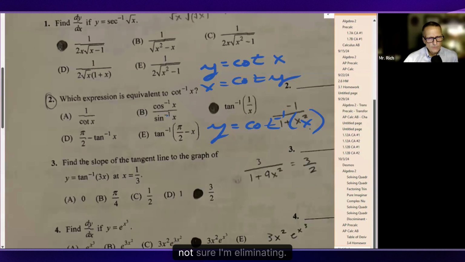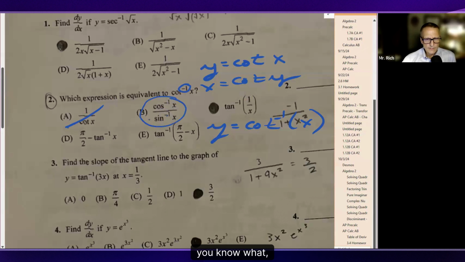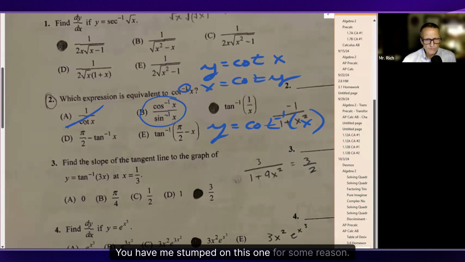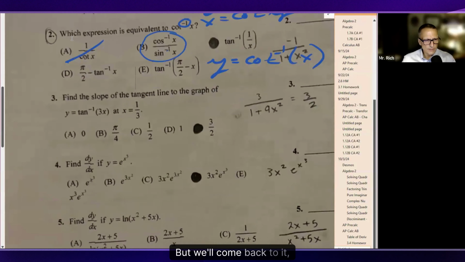So not sure. I'm eliminating, it's definitely not this, right? This notation does not mean to flip it, like raise to the -1. So that's not what it is. And could it be this? I really don't think that we can just take the inverse of cosine and sine on that. You know what, Alexandra, you have me stumped on this one for some reason. My brain can't get around that one, but we'll come back to it maybe.